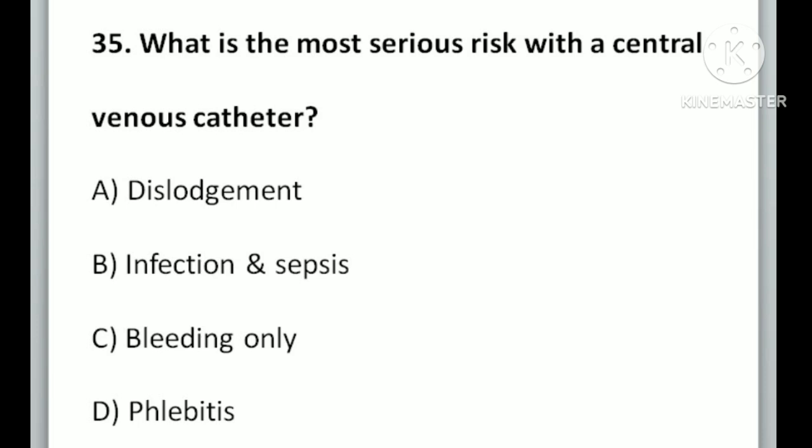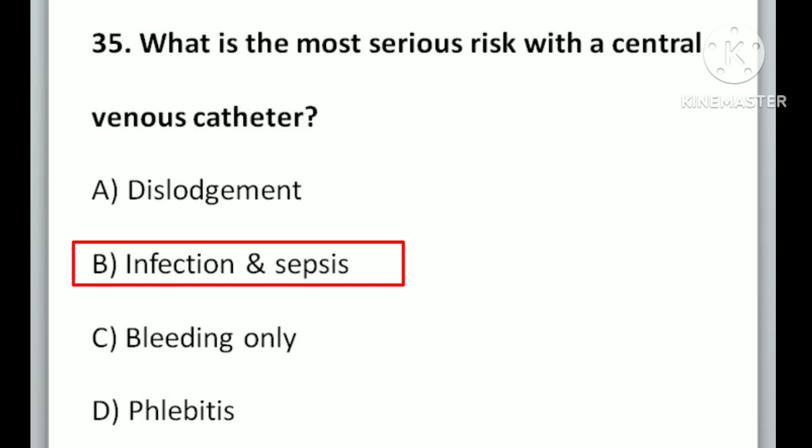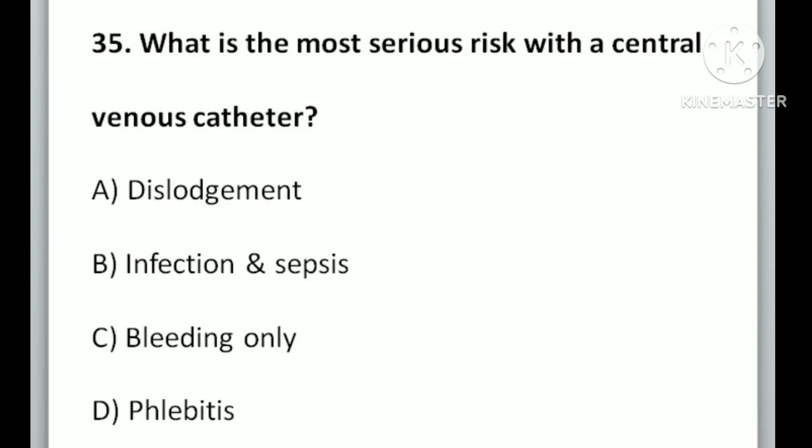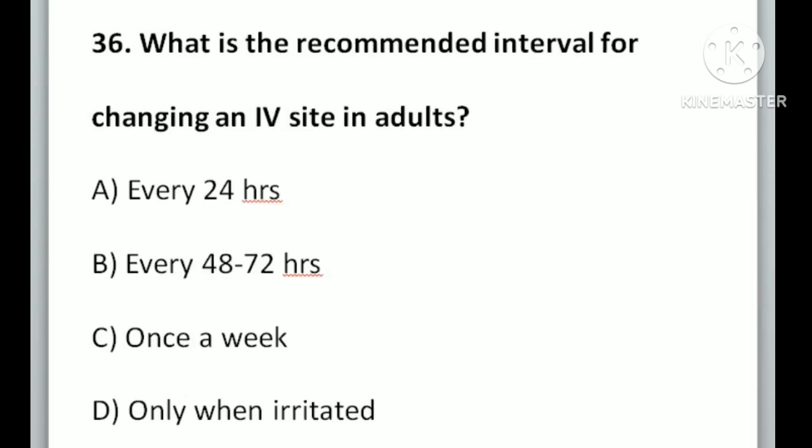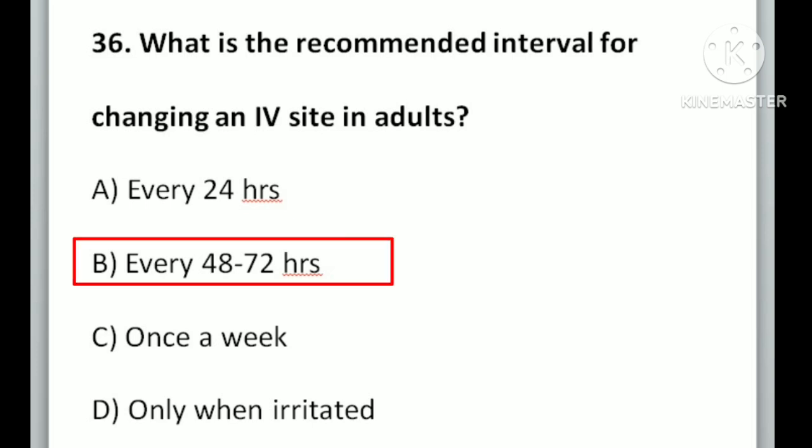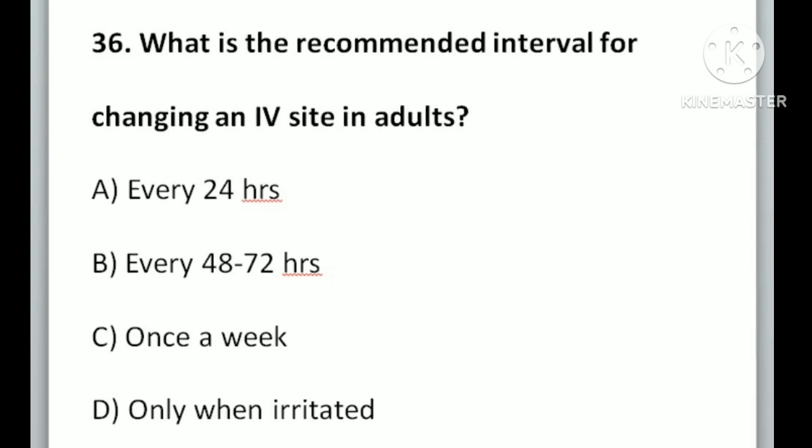35. What is the most serious risk with a central venous catheter? Correct option is B. Infection and sepsis. 36. What is the recommended interval for changing an IV cannula in adults? A. Every 24 hours. B. Every 48 to 72 hours. Correct option is B. Every 48 to 72 hours.